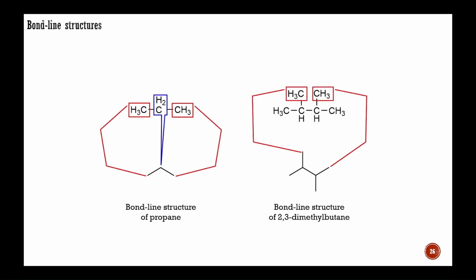Note that the end of each straight line in a bond-line structure corresponds to a carbon atom unless another type of atom is explicitly indicated. Additionally, each carbon atom is assumed to have as many hydrogen atoms as needed to form a total of 4 bonds, ensuring that the octet rule is satisfied.